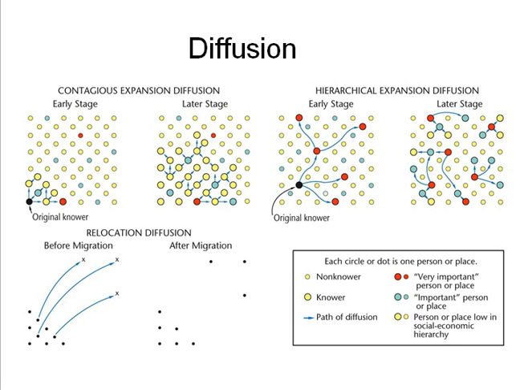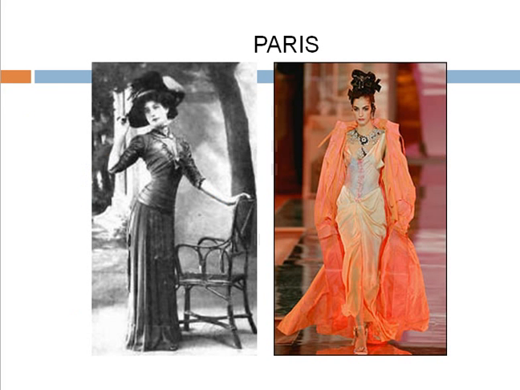Hierarchical diffusion, however, has more of a leapfrogging motion. It moves from an important person or place to another important person or place, so it will skip over small cities. A great example of that would be fashion. Here are Paris fashions, and they might move from Paris to New York, but you're not going to see them on the streets of West Virginia for several years, if ever.